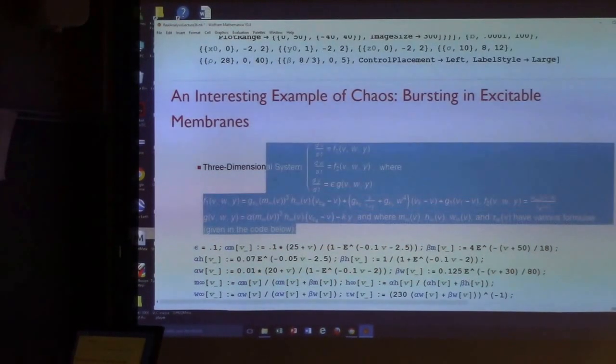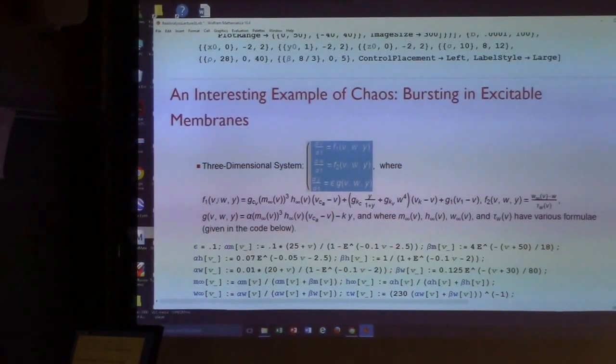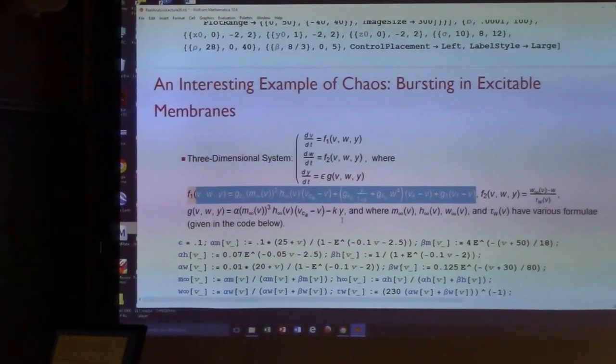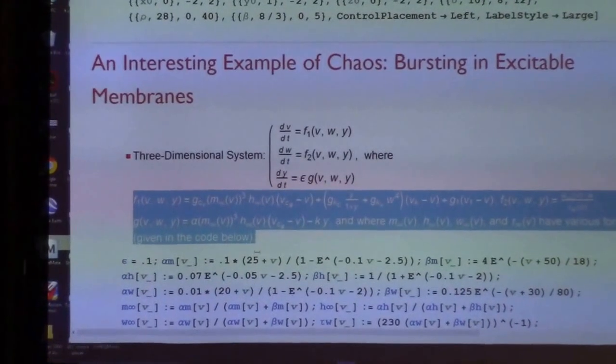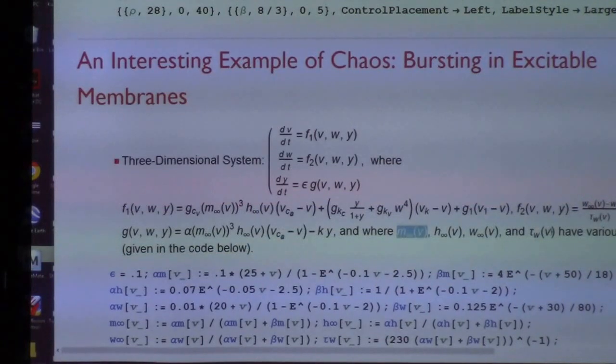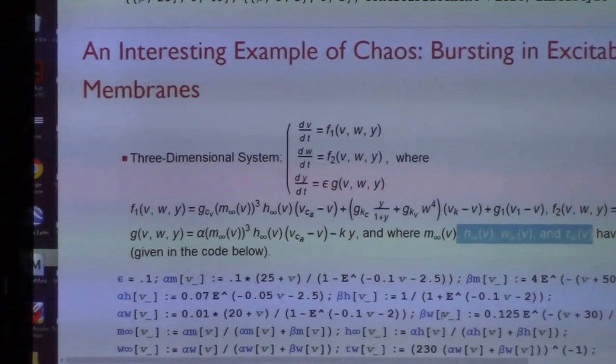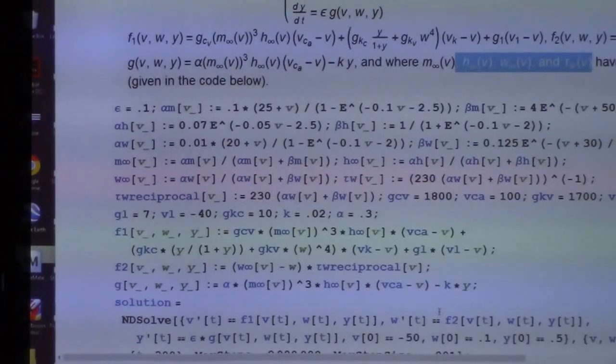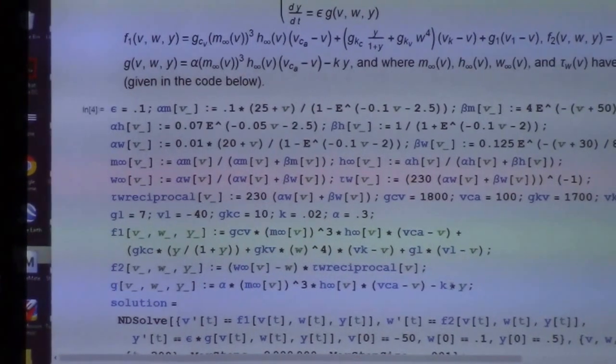It's a three-dimensional system of equations where the equations are pretty complicated. Yikes, look at all these things. And they're even more complicated than that indicates there, because these things, the M infinity, the H infinity, the W infinity, and the tau W, have various formulas that are given in this crazy looking code. The point is not to look at the code too much, but to look at the output.